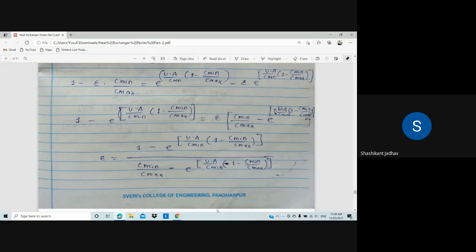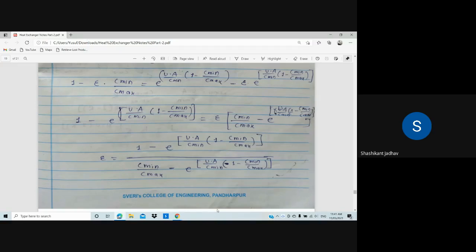Okay, so take the epsilon terms at the right hand side and the remaining terms at the left hand side. Therefore, 1 minus e raised to UA divided by C minimum into bracket 1 minus C minimum upon C maximum is equal to epsilon into bracket C minimum upon C maximum minus e raised to U into A divided by C minimum into bracket 1 minus C minimum upon C maximum. Epsilon is common, so we are taking epsilon as a common factor. Therefore, in the bracket: C minimum upon C maximum minus e raised to UA upon C minimum into bracket 1 minus C minimum upon C maximum.